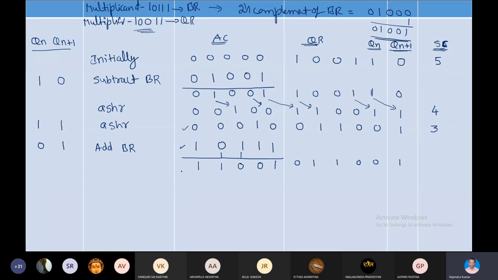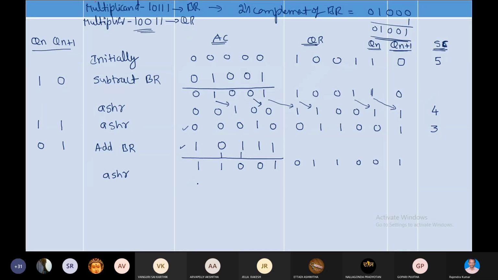Now after adding, what is the operation you have to do? Arithmetic shift right. See, whatever operation you do, subtraction or addition, shifting is compulsory. Shifting right is compulsory. So arithmetic shift right here.